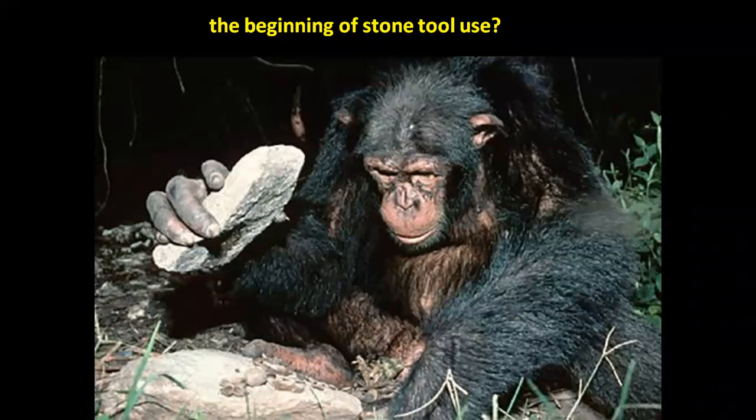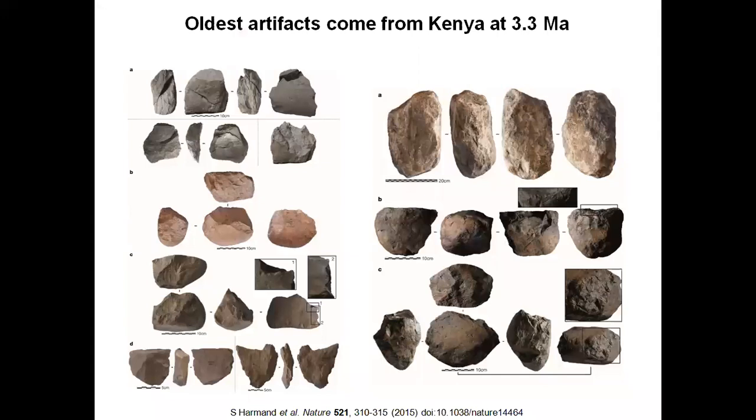These are the oldest artifacts probably made by hominins, 3.3 million years old, coming from Kenya. Very simple technology. Again, not associated with meat eating. Keep in mind that not all stone tools means hunting or meat eating. You can do many, many things with stone tools, not just eating meat. You can dig, you can process vegetation, you can crack open nuts.